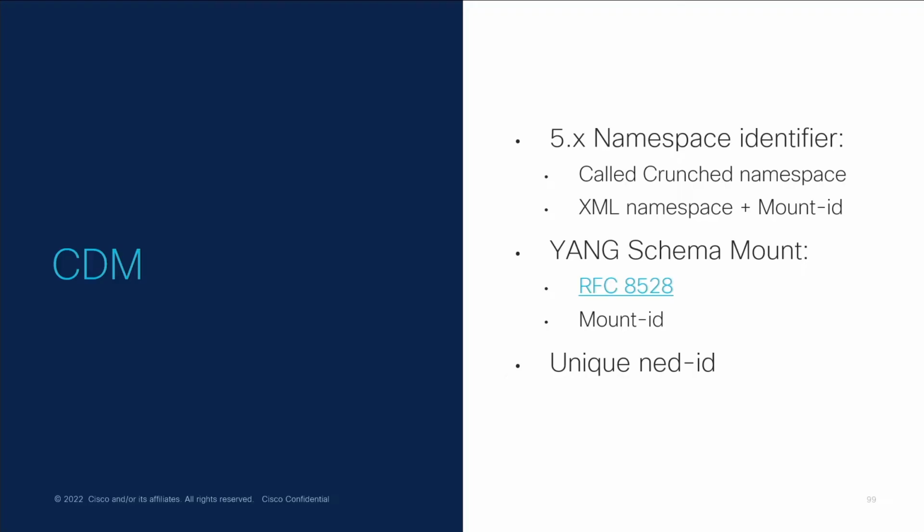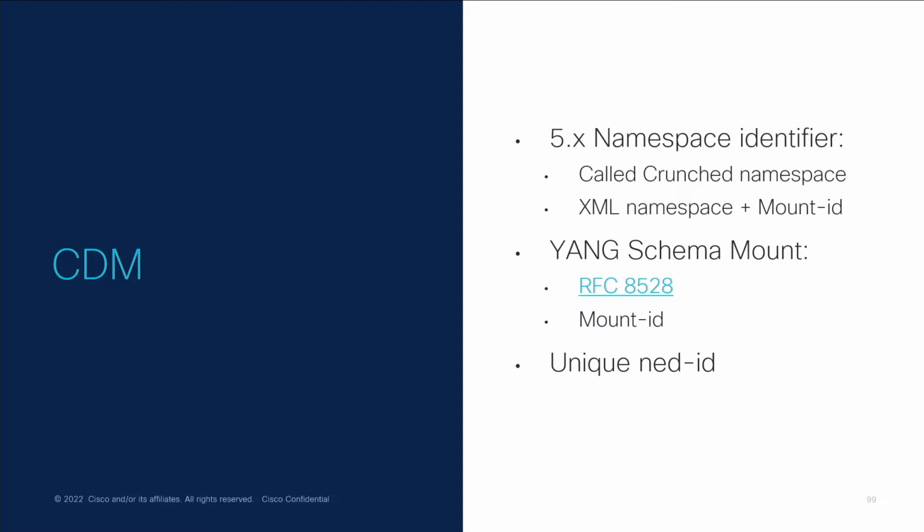We take it for granted now, but before it was much more difficult to handle all these cases. The cool thing now about NSO is that we have the common data models, which give us the possibility to have different versions of the model. So in post-NSO 5, we have a new namespace identifier, which is the XML namespace plus something called the mount ID. And we can see here this new namespace identifier.